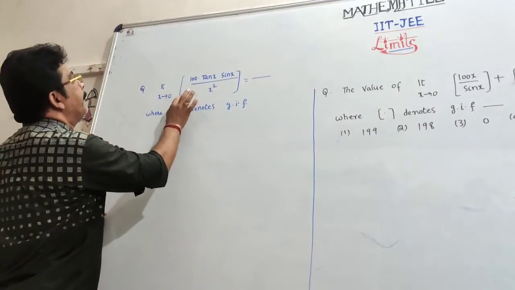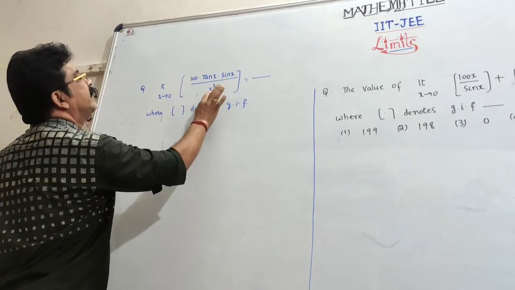Limit x tends to 0, box of 100 into tan x into sin x divided by x square.